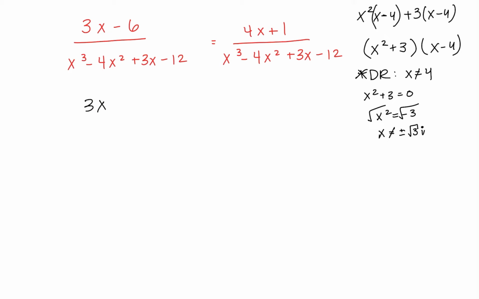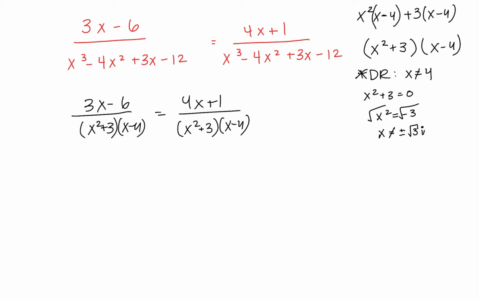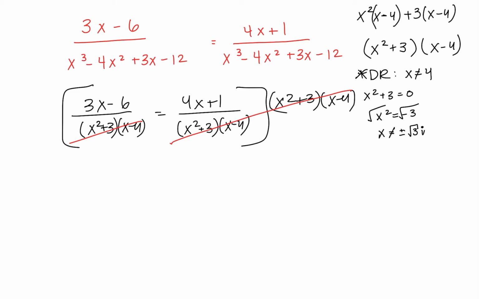Now I'm going to come back over here and rewrite this using my factored denominators. I see that I need to multiply the whole equation by x squared plus 3 times x minus 4. It's going to cancel out on this side and on this side, and all I'm left with is 3x minus 6 equals 4x plus 1.